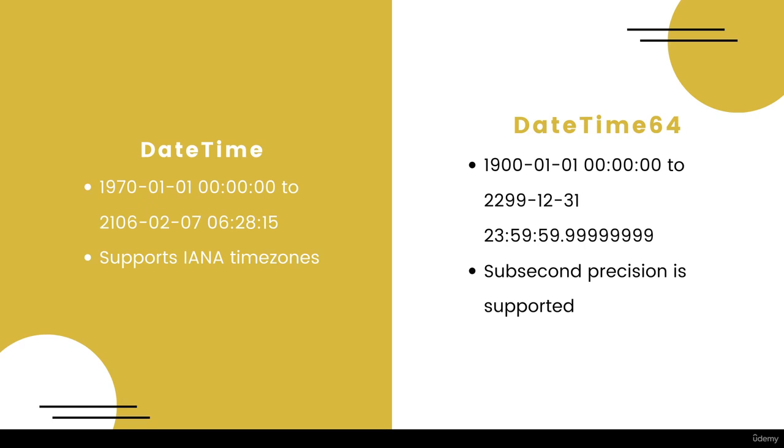We will look at the datetime64 data type. It is an extended version of datetime data type, and timestamps starting from the year 1900 until the 31st of December of the year 2299 are supported. This data type supports sub-second precision, and the timestamps can be stored up to nanosecond precision. Let us now look at an example.